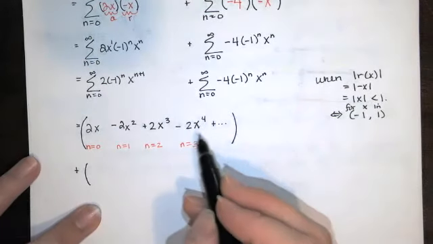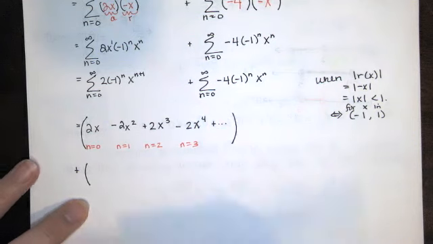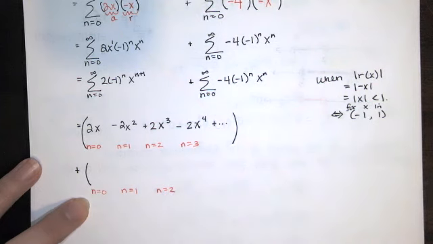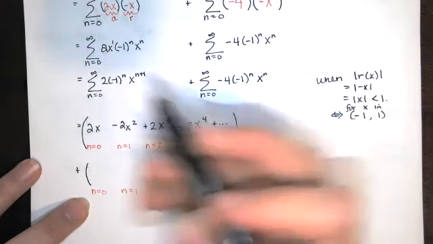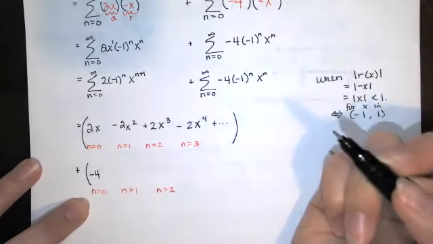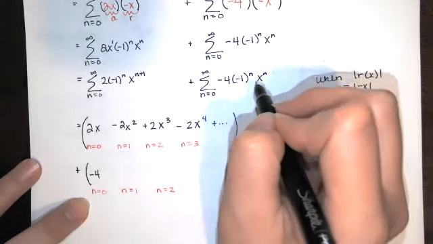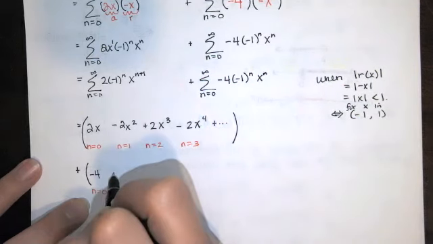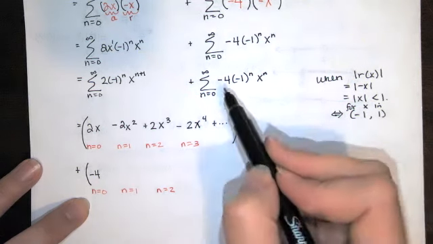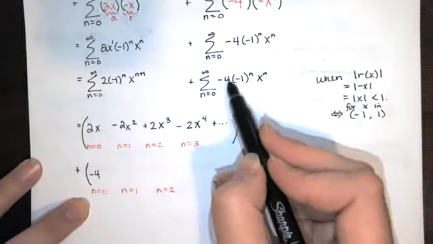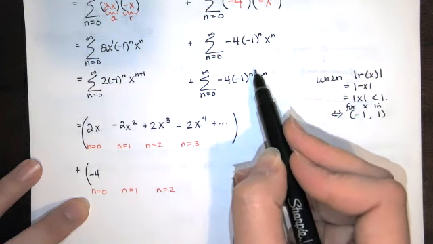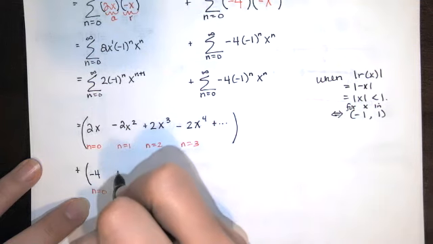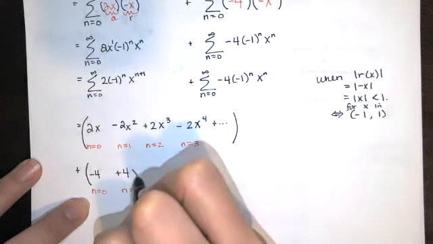Now we're going to do the same thing with the second series, and we want to go up to x to the 4th. So substitute in n equals 0, n equals 1, n equals 2, and so on. When n equals 0, we have negative 4 times negative 1 to the 0, so that's 1, times x to the 0, which is also 1. So we just get a negative 4. And then we will see what we get when n equals 1. You have negative 1, or excuse me, negative 4 times negative 1 to the first, so it's negative 4 times negative 1, which is positive 4, times x to the first.